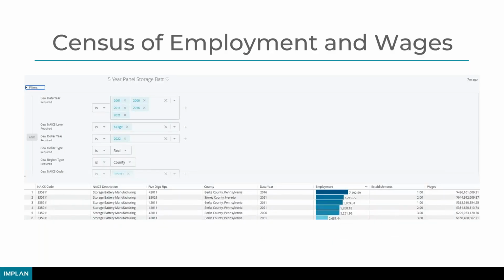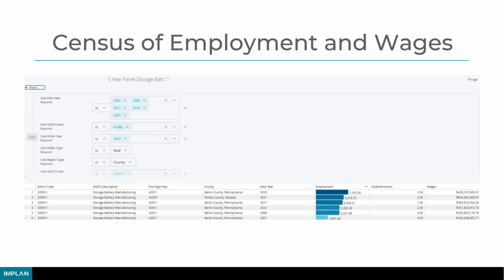So let's say I wanted a panel of storage battery production at the county level in the US in 2022 dollars, and I wanted it every 5 years, right? 2001, 2006, 2011, 16, 21. I can do that, right? I can set up the filters, I can pick that NAICS code, and then get that table for where that's being produced, and the employment for that, establishment counts in those regions, and wages as well.